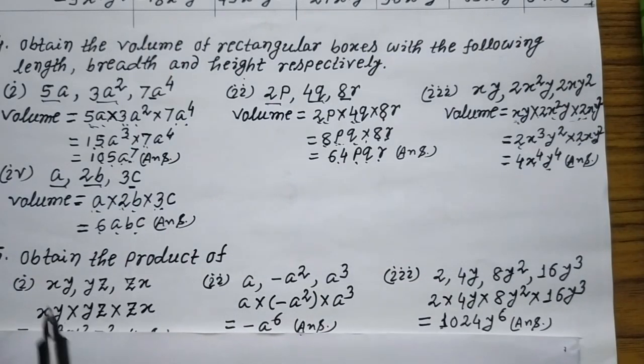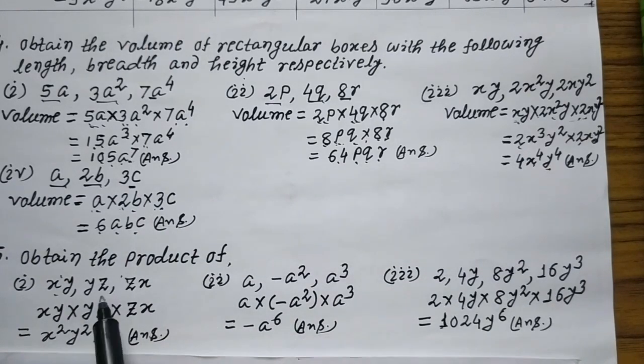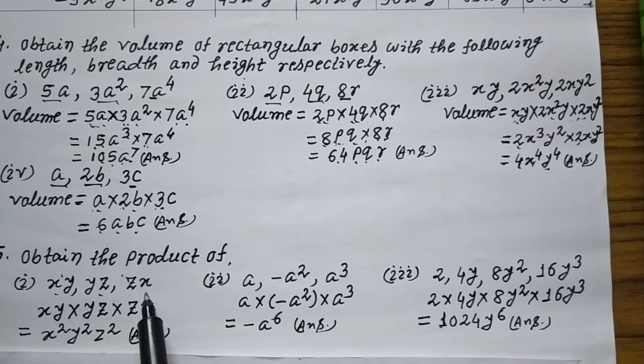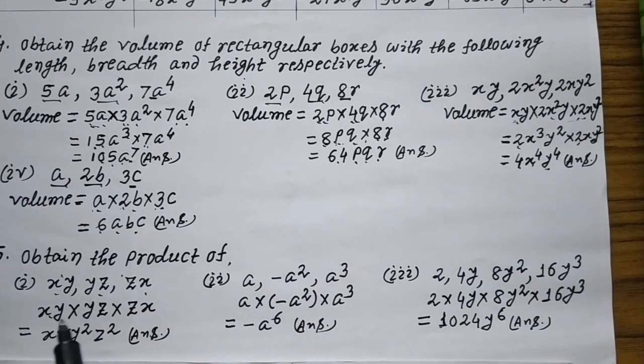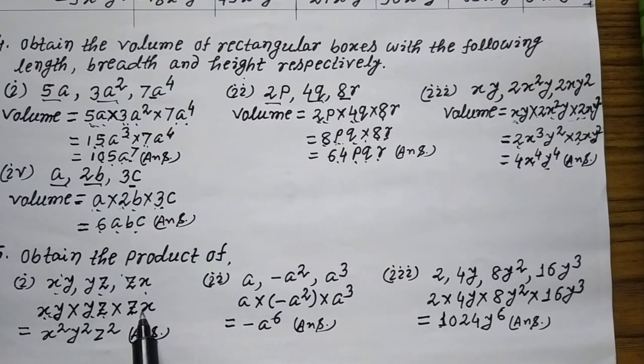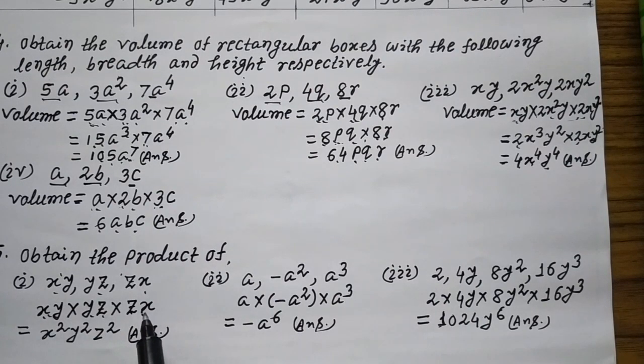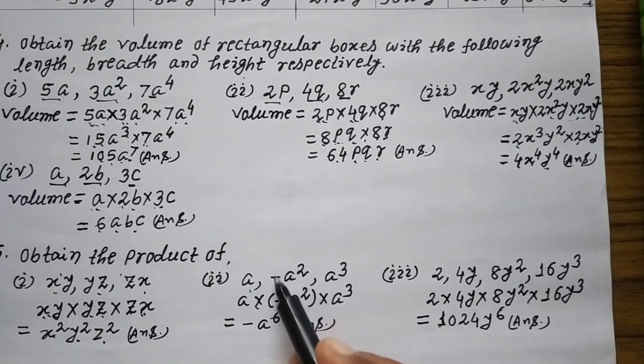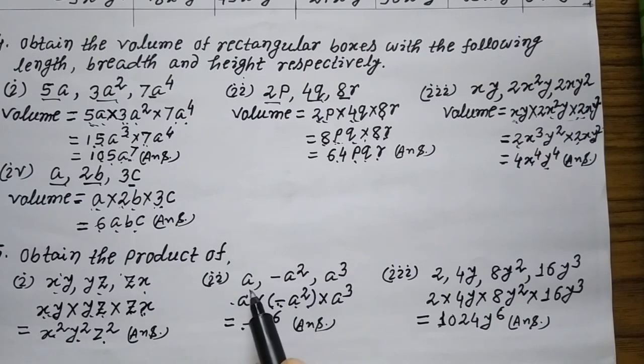Okay, next question: obtain the product. Here you have to multiply all three. After multiplying, the result is the product. So it will be xy into yz and zx. Here the bases are the same, so powers shall be added. Variables same, x square y square z square, that is the answer. Here, because of the negative, keep it inside the bracket. First of all the sign: plus and minus, minus and plus, minus. And the power of a is 6. 1 plus 2 is 3, plus 6, that is equal to 6.